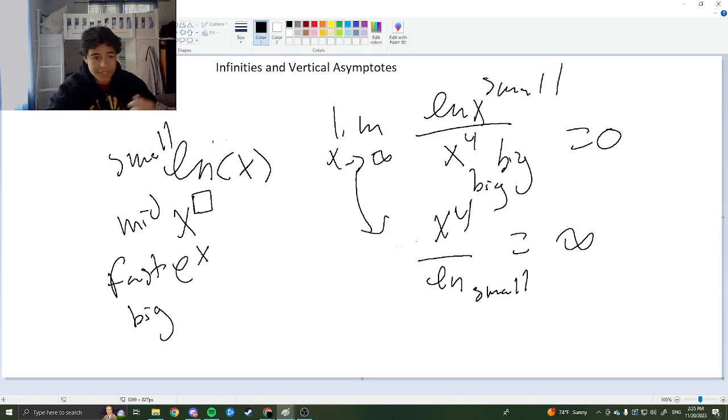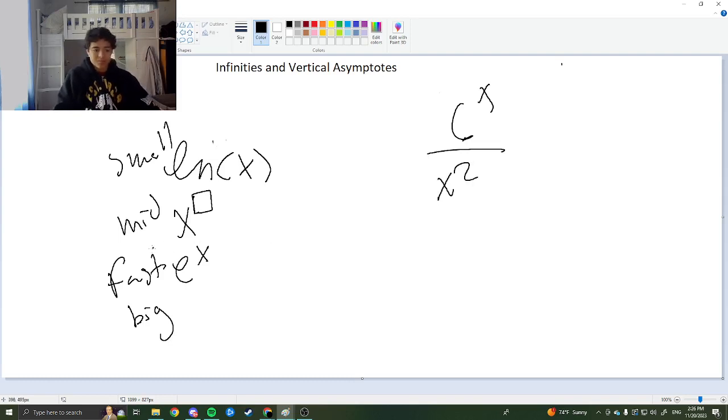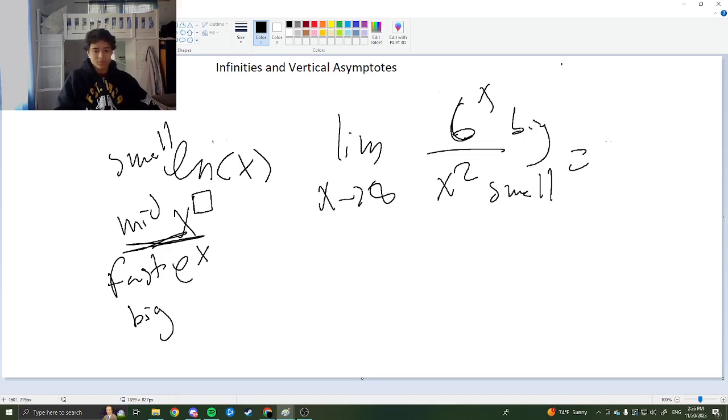And then e to the x, that's just the biggest. It's just the fastest, biggest. e could be replaced with a number, like if you have 6 to the power x over x squared, right? Even though x squared is big, right, is fast, 6 to the power x is so much exponentially bigger that if you're looking for the limit when x approaches infinity, this is big, this is small. Yeah, so you got infinity.